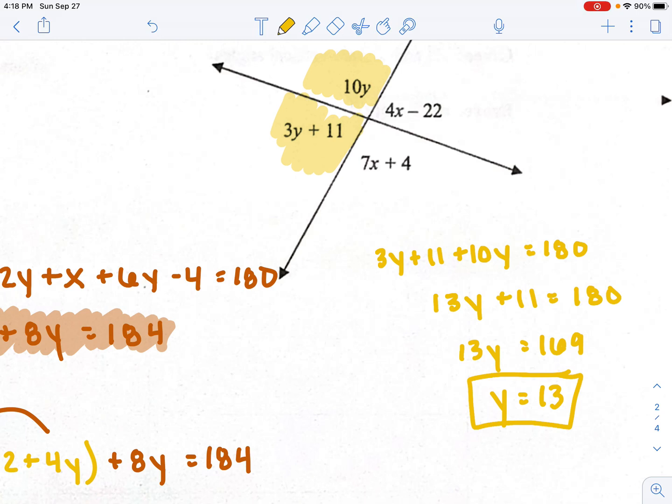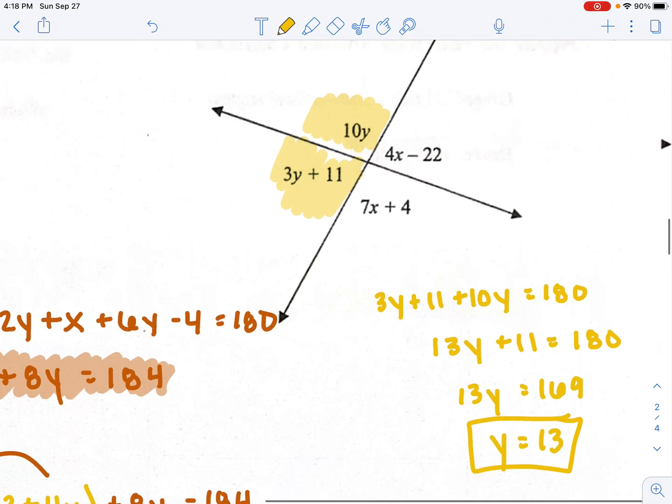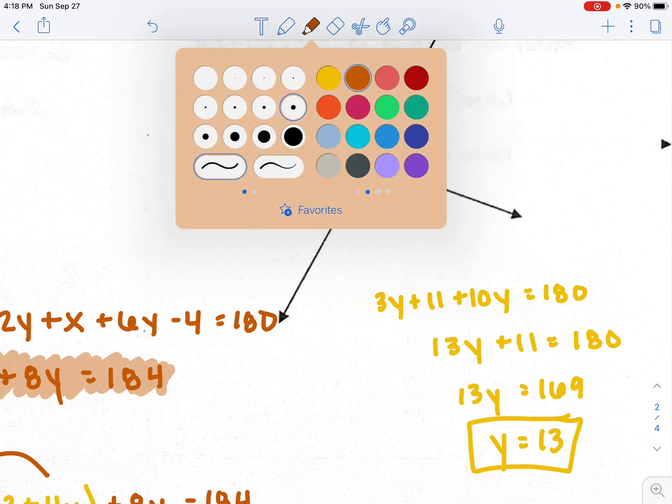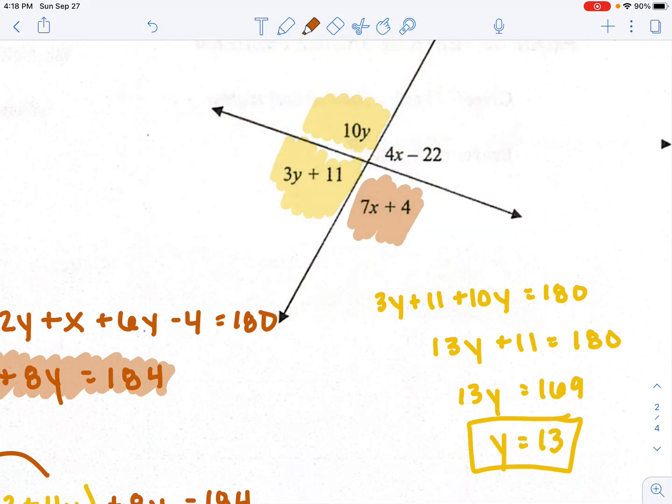There's a couple of different ways I could solve for x here. I could plug things in. I could also make an equation to solve for x. I could say that 7x plus 4 plus 4x minus 22 equals 180 and solve for x. But I'm going to show you a different way to attack problems. There's a ton of different ways we can solve things.